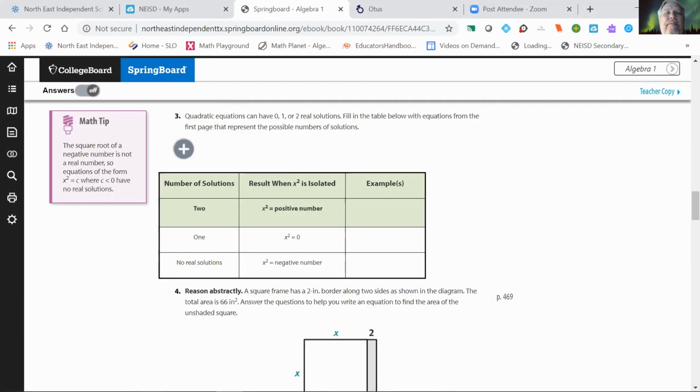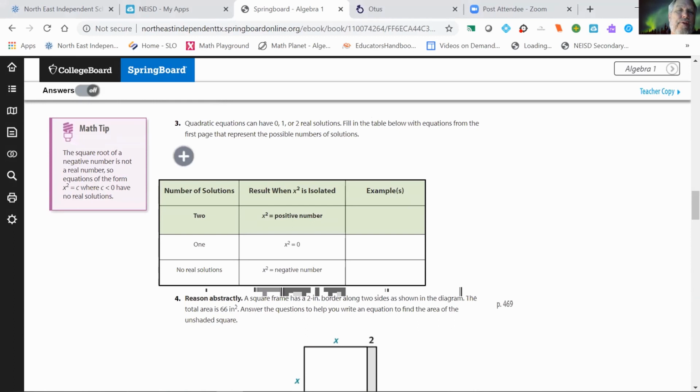Quadratic equations can have 0, 1, or 2 real solutions. Fill in the table below with equations from the first page that represent the possible number of solutions. For 2 solutions, you can pick almost any of them. The example would be the first one, x squared equals 49. We ended up with x is equal to 7 or x is equal to negative 7. So we ended up with 2 solutions.